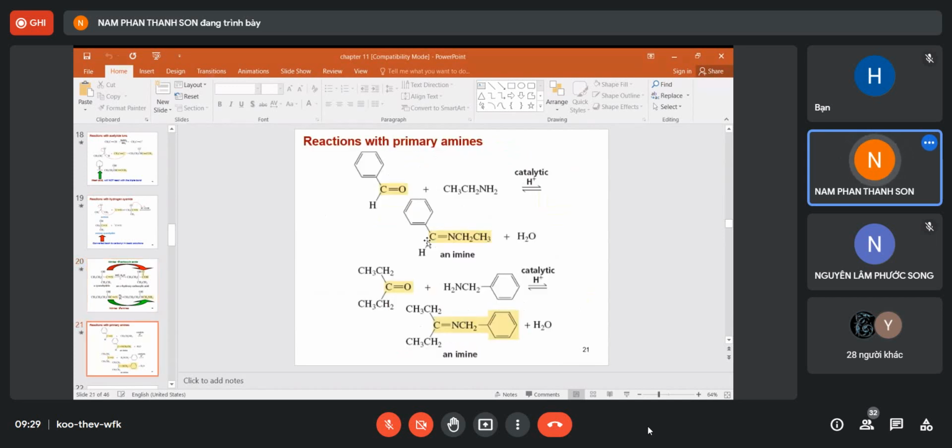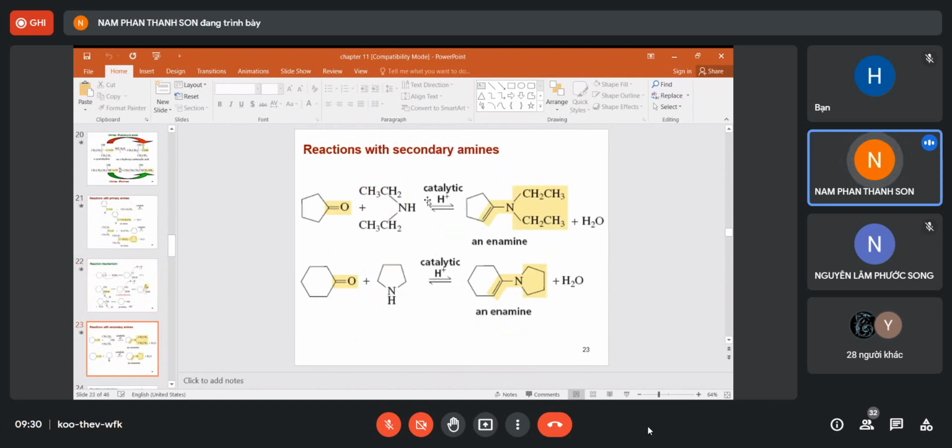Next, reaction with amines. You know, in C double bond O, oxygen is withdrawing, so this carbon is partially positive, and the oxygen is partially negative. Look at the amine, a nitrogen. The nitrogen is a little bit negative because on nitrogen we have 2 electrons. So negative nitrogen will attack the positive carbon, and we have nucleophilic attack. After we remove one water molecule, we have something called imine, C double bond N. That is for primary amine.